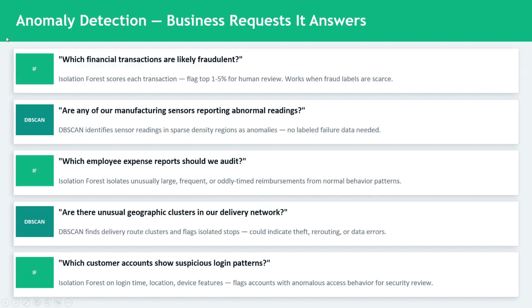So what business request does this answer? We had already kind of tipped our hand and said it's for anomaly detection, it's for fraud. Let's look at these specifically and see which algorithm might be better than the others.